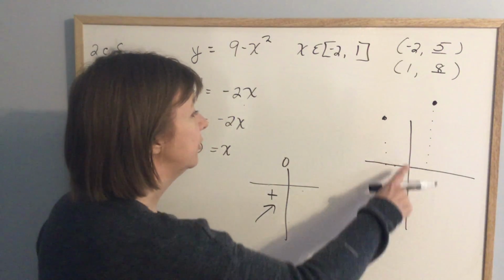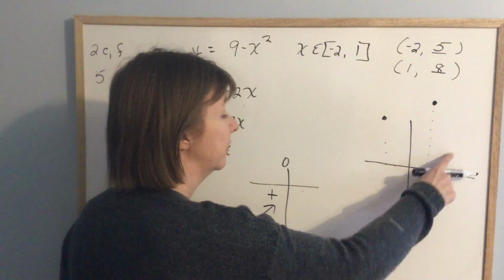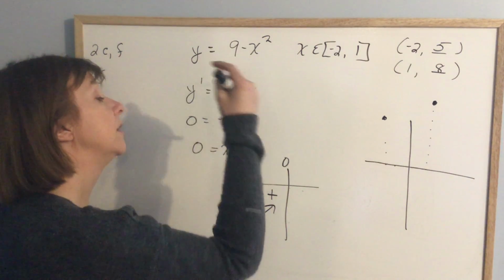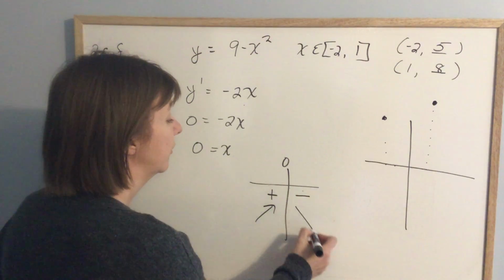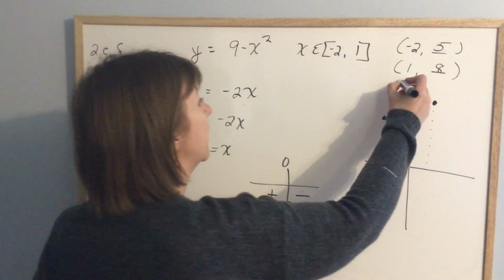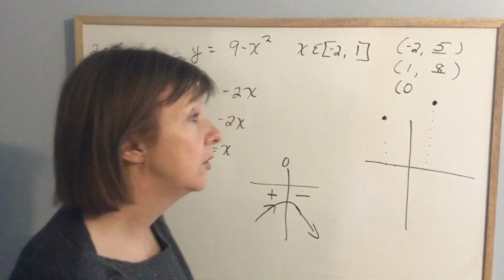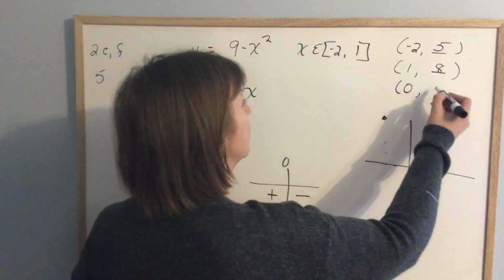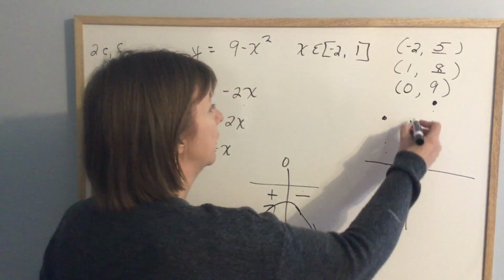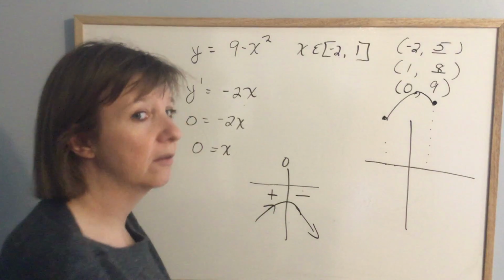Okay. But if I choose a number after, so I can even choose 1 if I want to. So as long as it's after 0, if I choose 1 and I put it in here, -2 times 1 is -2, so it's down. So now it's decreasing. So I have a local maximum when x is 0. Now I don't know if it's an absolute maximum or minimum, so what I'm going to do is figure out at 0 what is my y. Well, 9 take away 0 squared is 9. So it's like up here. So the graph is basically doing this.